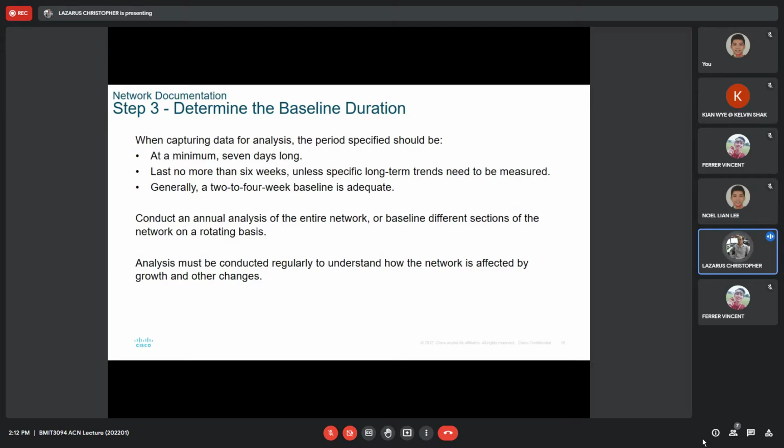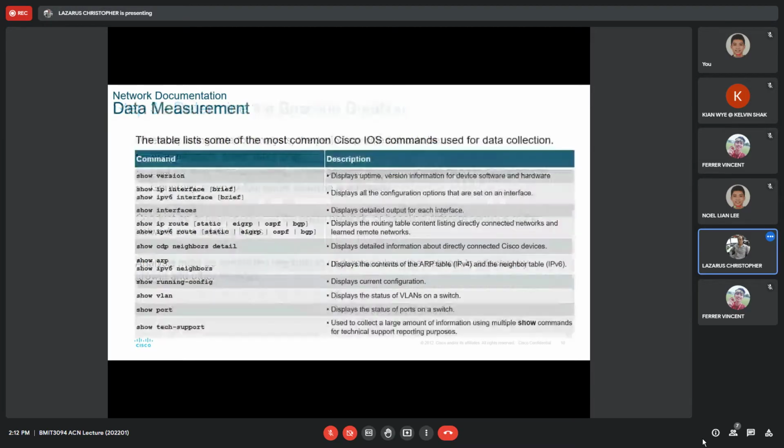Okay, so that means you have to decide whether to upgrade certain devices. You have to check which interface shows this increased network traffic, and maybe upgrade there. Okay. So data measurement. So these are all summarized here, all the commands that you can use. Okay, and from here you can actually collect your data measurement, right?